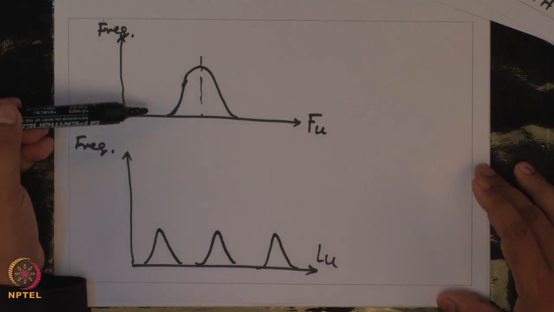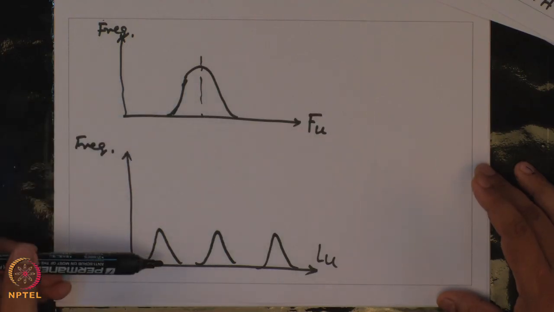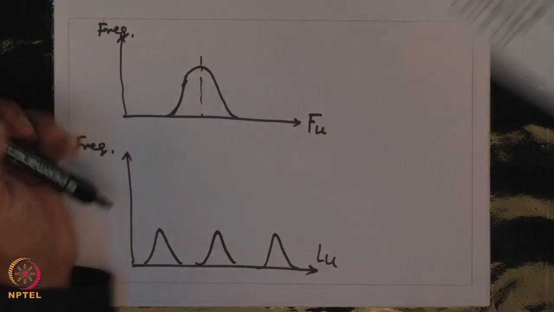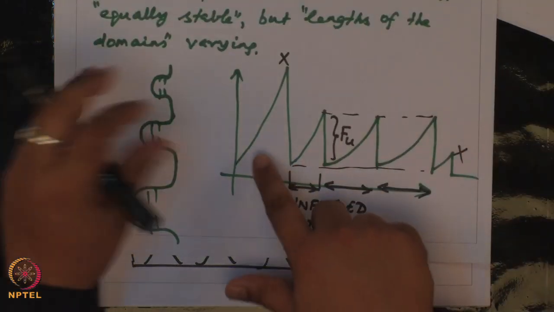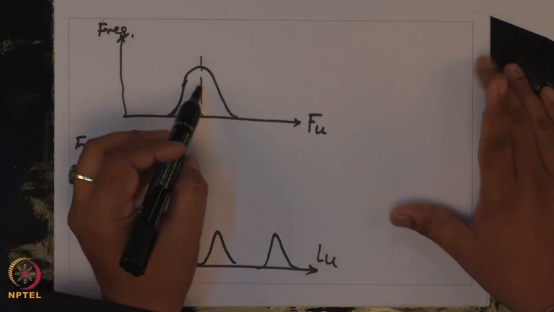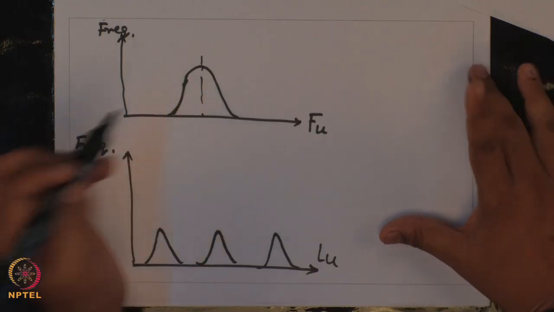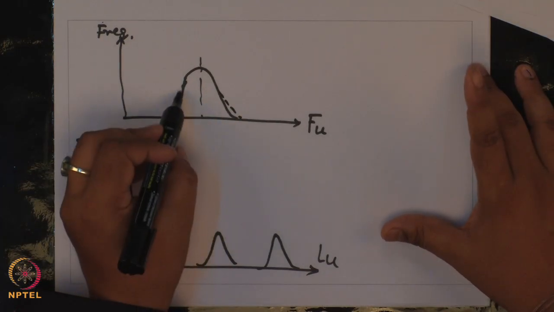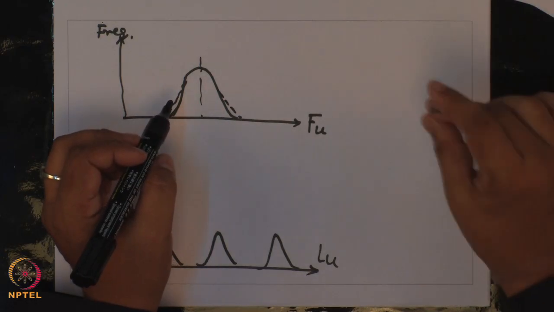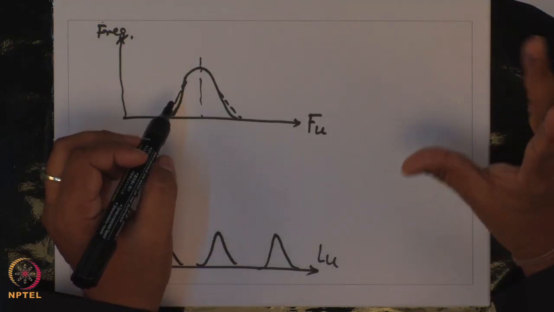One is the unfolding force and one is the unfolding length. So, for the unfolding force, because we assume that all the forces were of equal magnitude, that the domains are equally stable, I will get a single force peak. It might have a little bit more scatter because you are collecting the statistics from so many events and there might be small variations in the standard deviation.